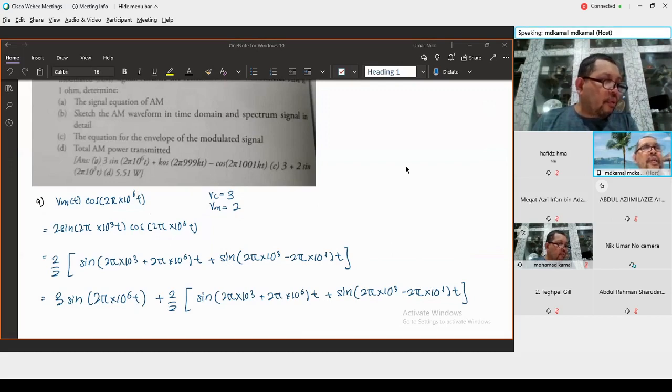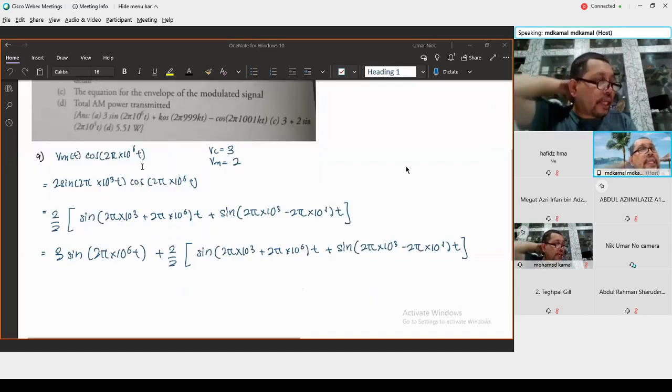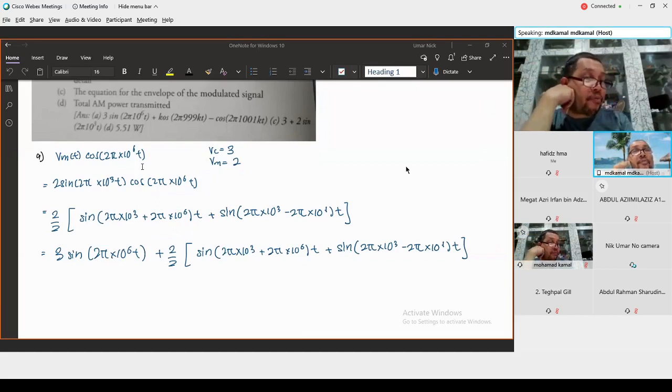You have to start with what we call the standard equation, the standard equation for the AM signal. This is not the AM signal. The AM signal should be, what is it? (E_C + V_m(t)) multiplied by sine omega_c t here. So this is the standard AM signal.